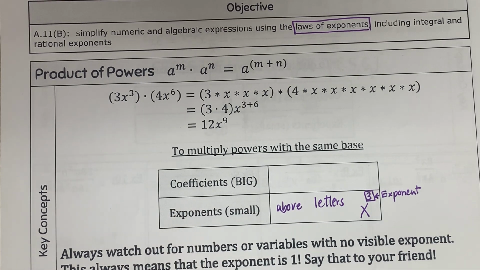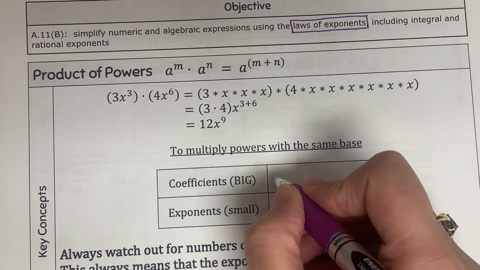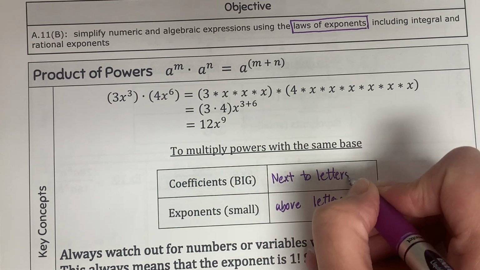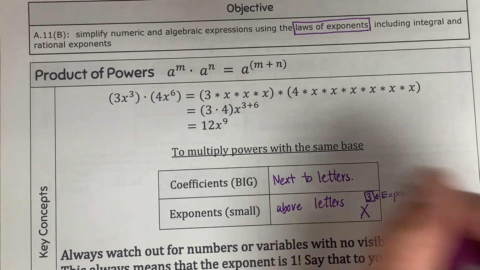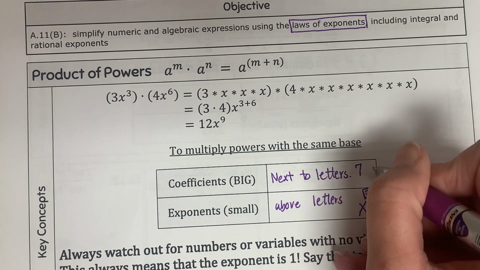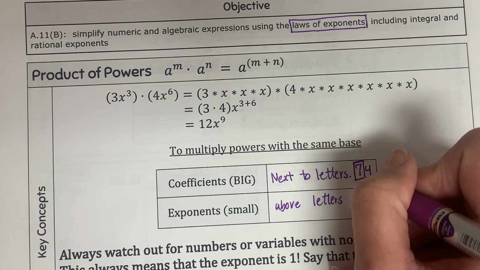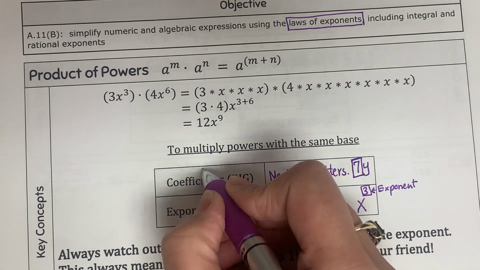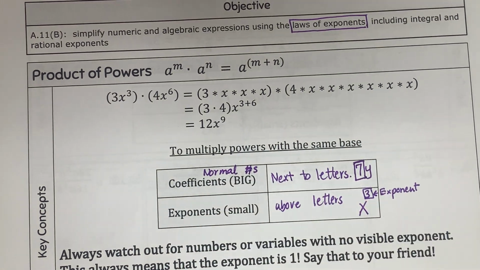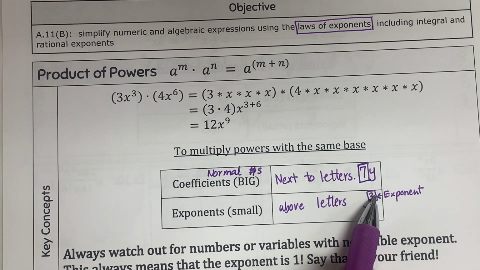Coefficients. You probably remember this word from the past. Coefficients are the big numbers that are right next to the letters, and they're in front of them, not behind. An example could be 7y. The coefficient is this number 7. So coefficients are normal numbers, and you deal with them like normal numbers, and exponents are the small numbers above the letter.